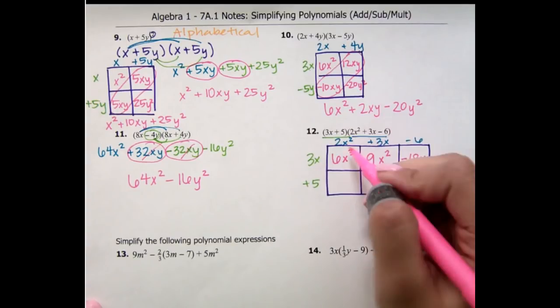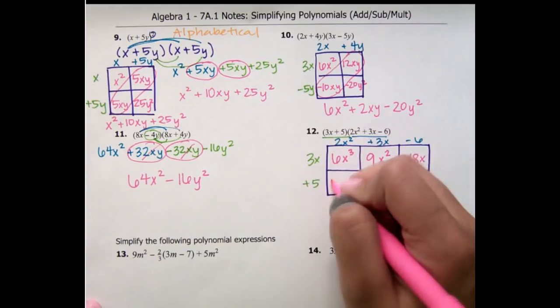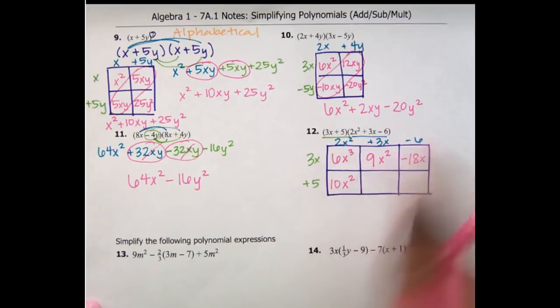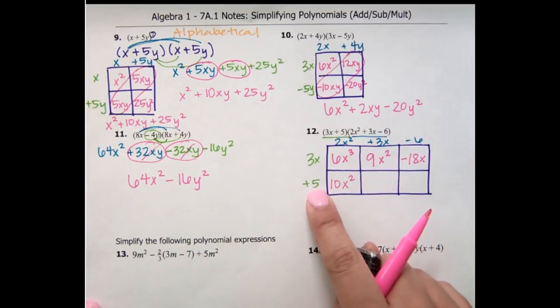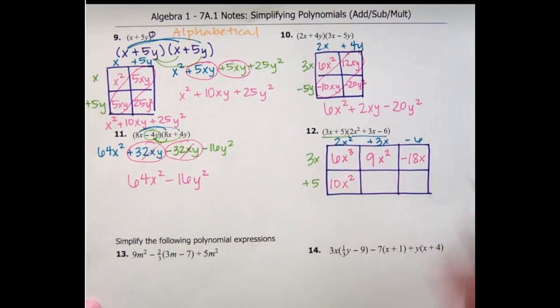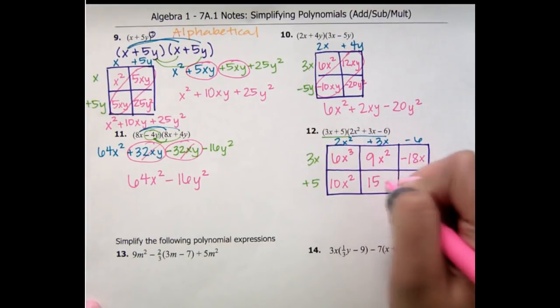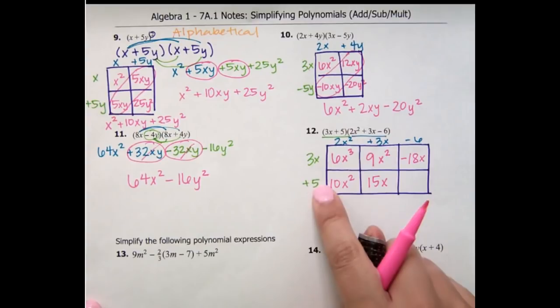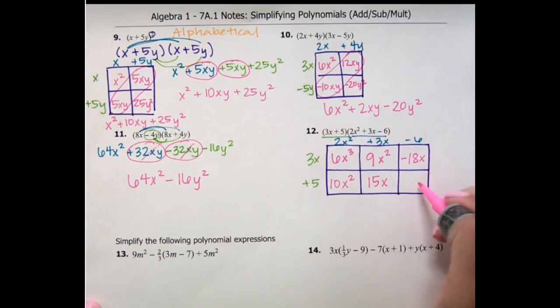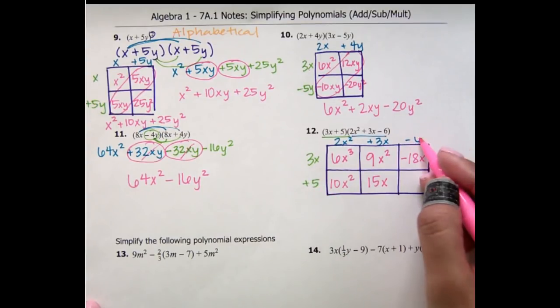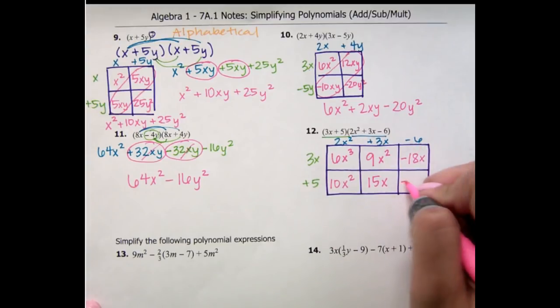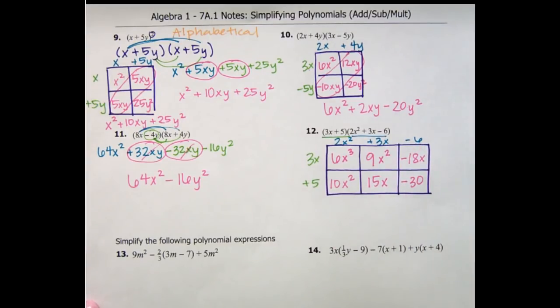Now the bottom row, 2 times 5 is 10. Just x squared, because I don't have any variable here. You can't forget it. You just kind of bring it down. 3 times 5 is 15. X, no x, so just x. And then this one is just numbers, no variables. Negative 6 times 5 is negative 30.